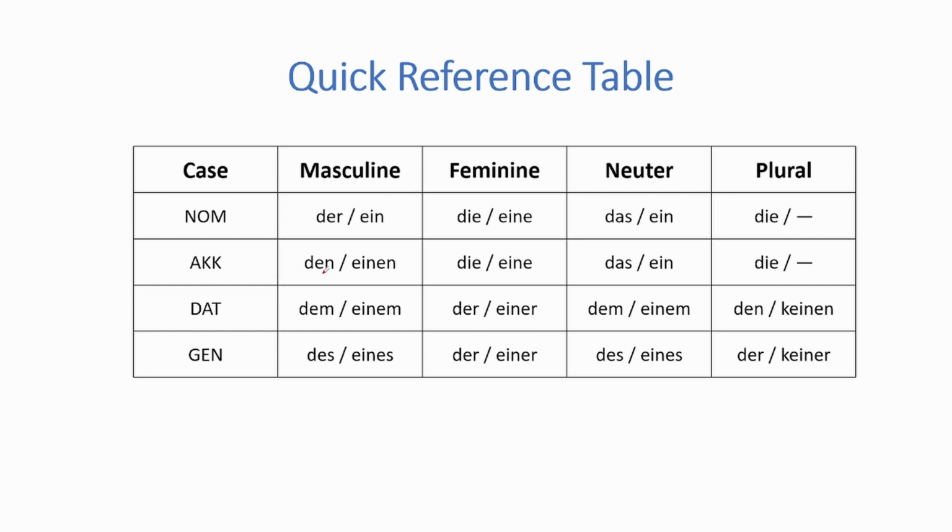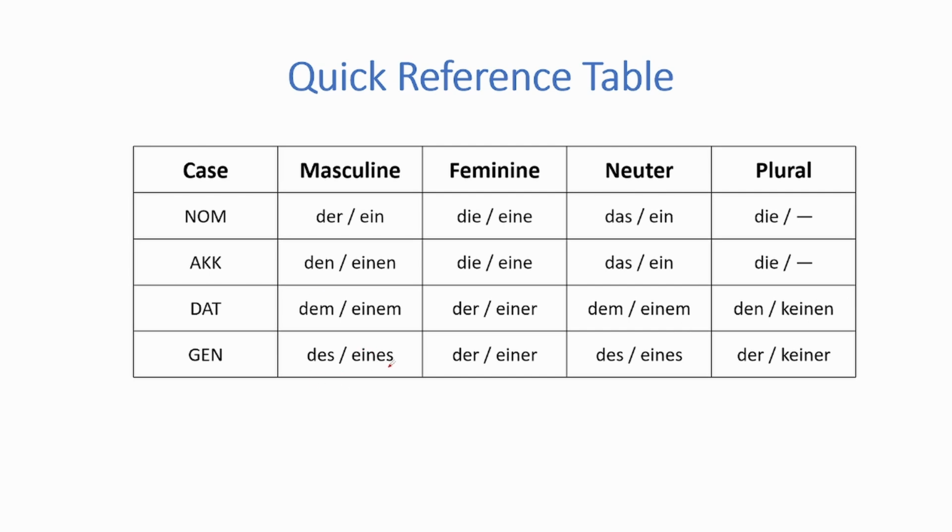Similarly, for accusative, it is den or einen, die or eine, das or ein, and in plural, die or no article, or keine. For the noun, you can directly use a plural noun, or you can use a negative article like keine. For dative, it is dem or einem, feminine der or einer, neuter dem or einem, and plural it is den or keinen. And along with this, in plural, we also add an n to the noun.